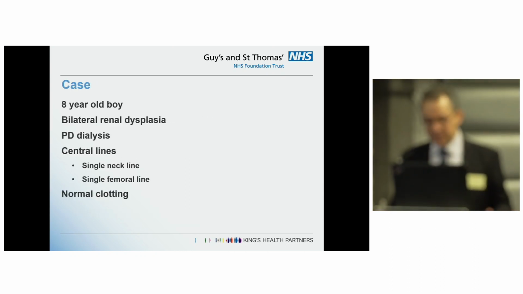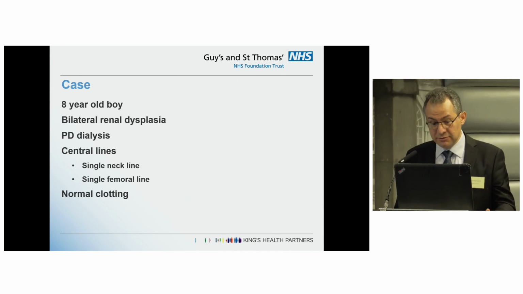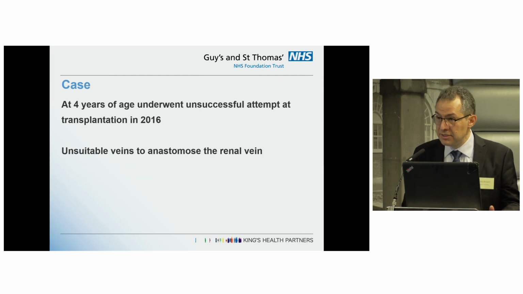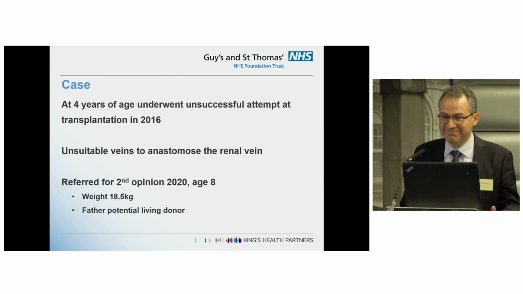I'll start with this 8-year-old boy with bilateral renal dysplasia who had been on PD dialysis for many years and had some lines in the neck and femoral areas with no clotting abnormalities. He had an attempt at transplantation at a different center 4 years previously. After making a midline incision, they couldn't find any vein that would be adequate for transplanting the kidney. Therefore, they closed and waited for the child to get a little bit bigger, and then they sent him to us.